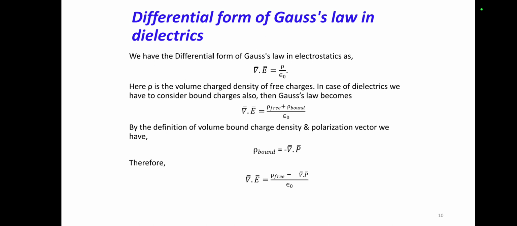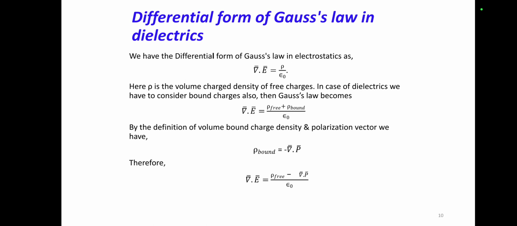Then Gauss law becomes del dot E bar is equal to rho free plus rho bound upon epsilon naught. Here rho free means the volume charge density for free charges, and rho bound means the volume charge density for bound charges. These are the differences. Del dot E bar is equal to rho free plus rho bound upon epsilon naught.